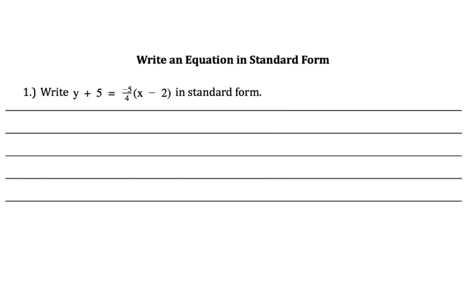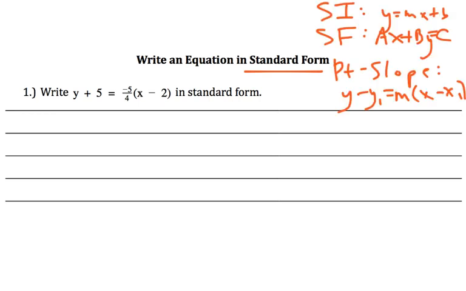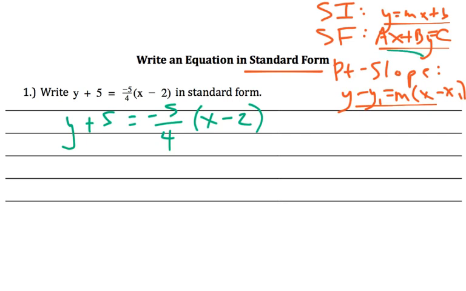With our new heading, we're now told to write an equation in standard form. So there's a reminder of all the different formulas you have. There's 3 of them. And since this would be the problem we were giving, we'll rewrite y plus 5 equals negative 5/4 times the quantity x minus 2. So they're giving us point slope form, which we need to make into standard form just because of the directions.